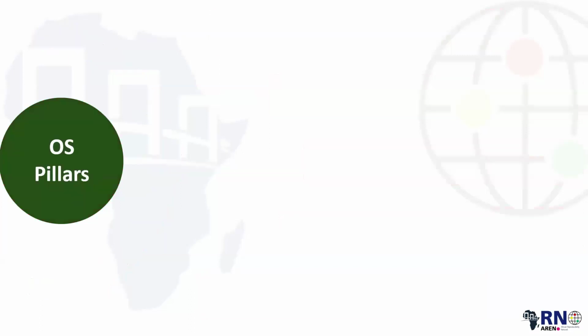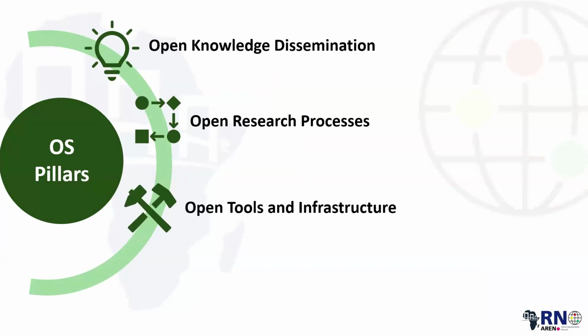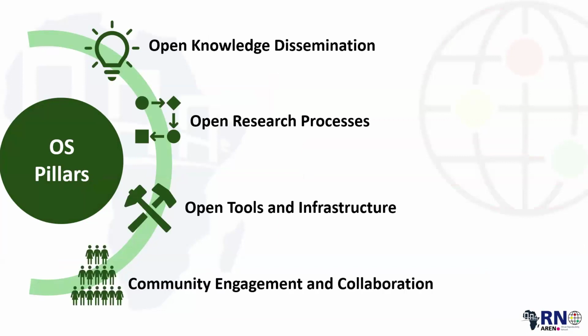And then finally, we have the pillars of open science. Actually, the pillars of open science are so many, but they could be categorized into open knowledge dissemination, open research processes, open tools and infrastructure, and community engagement and collaboration. These are the broad four categories of the open science pillars, but within each category, we find more subcategories.